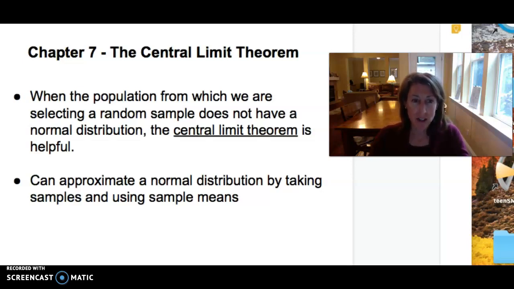So anyway, what is the central limit theorem? When the population that we're pulling the data from is not normally distributed, we can still use all of our normal distribution tools if we use the central limit theorem. What it allows us to do is approximate this normal distribution. And we can do that by taking samples from the data, calculating the sample mean, and then we make a distribution of that mean. Pretty crazy.